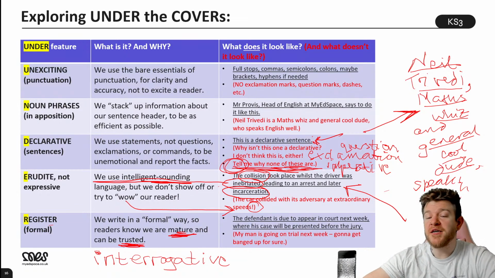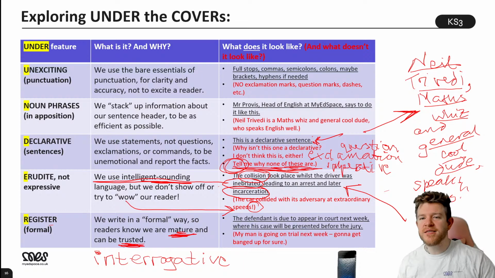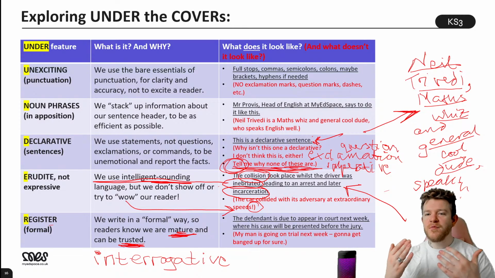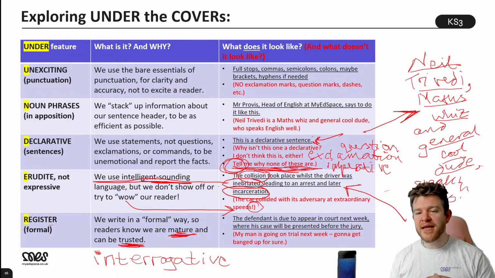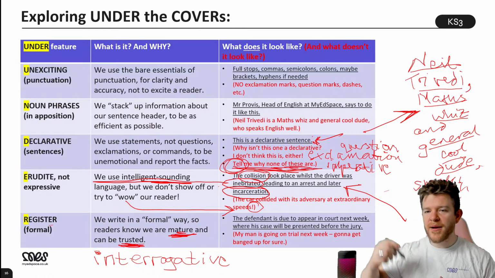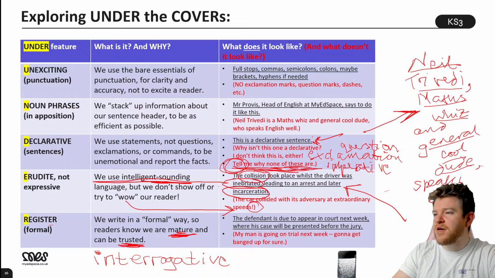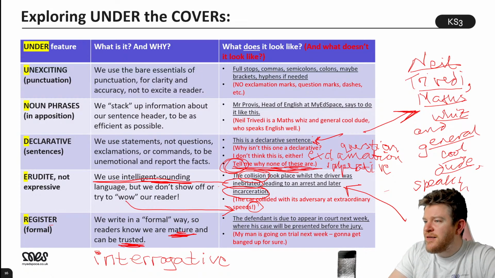Yep, the dash was a good spot. That shows that it's informal. Nice one. Still relating it to the punctuation from before. We've got slang words. Yeah, we've got defendant versus my man. Yeah, language used, slang, punctuation. Yeah, 100%. So we want to avoid that slang, loads of slang, informal stuff. It is less grammatical. Gonna, very informal. So if we have a look here, we've got my man instead of defendant. We've got due to appear in court next week, going on trial next week. And then we've got case presented before the jury, gonna get banged up for sure.